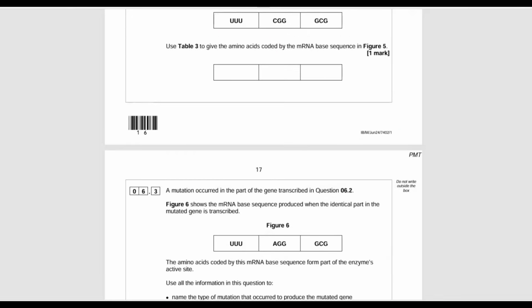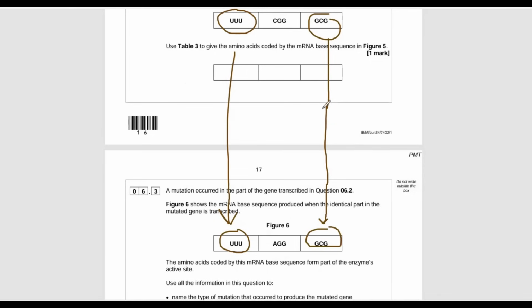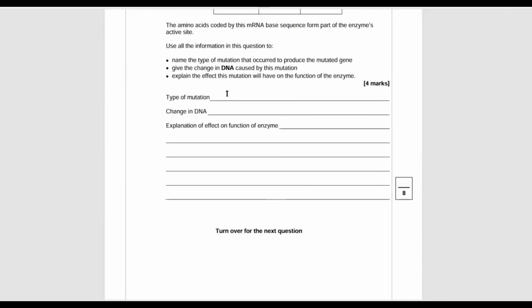So what we need to do is go back up and see what the differences are. If we have a little look here, we've got UUU and UUU, so there's been no change, no mutation there. And we've got GCG and GCG, so no mutation here. However, in the third one, we had CGG, and this has turned to AGG. So there has been a swapping of one of the bases. C has swapped for A. That is what has happened, and we call this a substitution mutation. You can call it a silent mutation as well, as we'll come on to with our explanation.